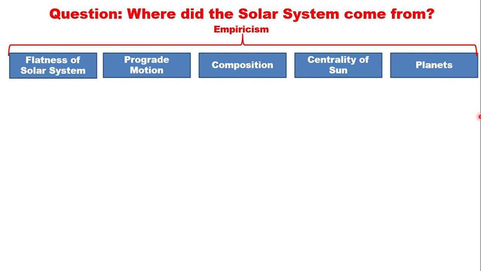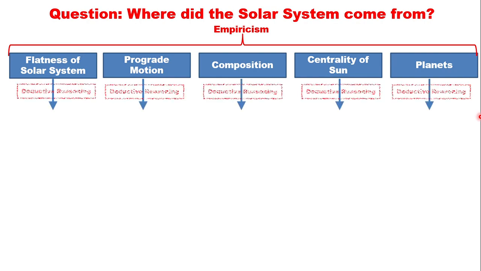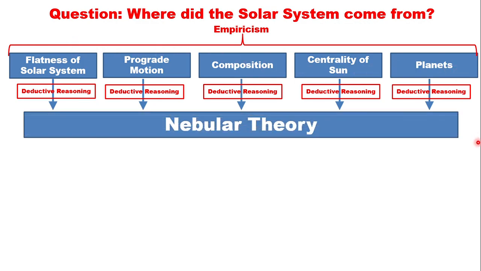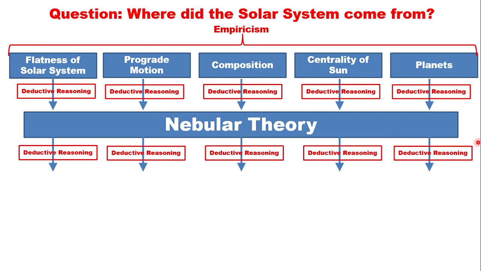And then we used our minds. We used rationalism in the form of deductive reasoning to say what kind of story would logically result in all of these observations. And we came up with the nebular theory. To test nebular theory, we again relied on rationalism, on the power of our minds, again using deductive reasoning to ask ourselves what observable consequence could be deduced from this theory.